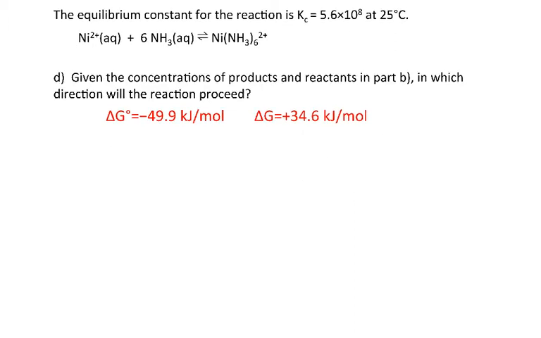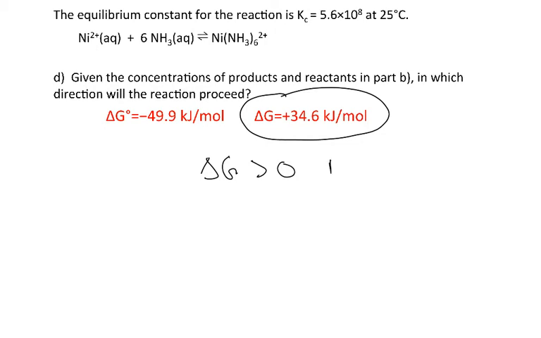Another question that we could ask is, given the concentrations of products and reactants in part B, in which direction will the reaction proceed to get to equilibrium? If I want to use delta G for that, I'm going to use delta G as opposed to delta G naught. And due to the fact that delta G is positive, that tells me that the reaction will go to the left.